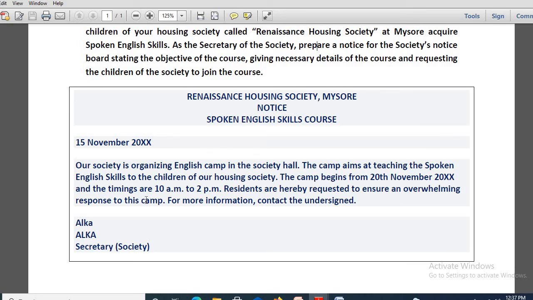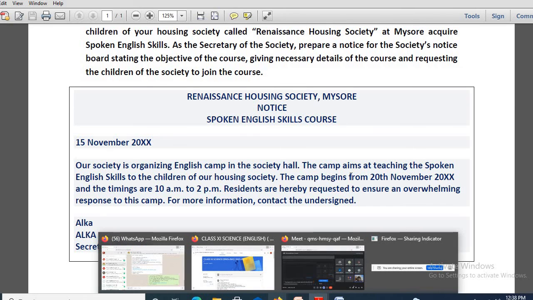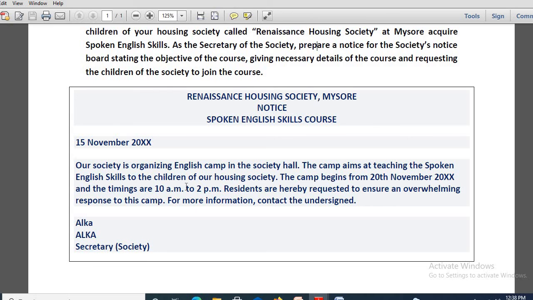Then how you have to proceed: you can leave one line, and then you have to be very specific and write to the point. See, our society is organizing an English camp in the society hall. The camp aims at teaching spoken English skills to the children of our housing society. See, you are very specific. So what is the main intention of opening a camp like this? Obviously, so that spoken English skills can be taught to the children of our housing society. That is the main target.